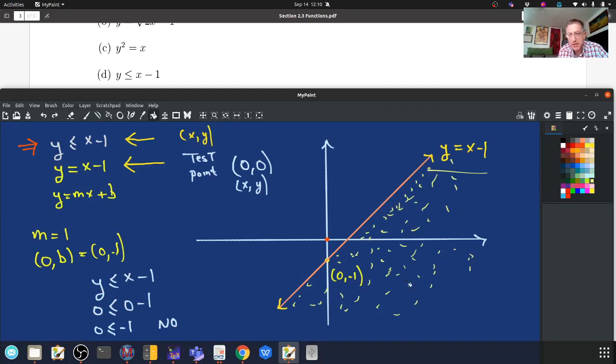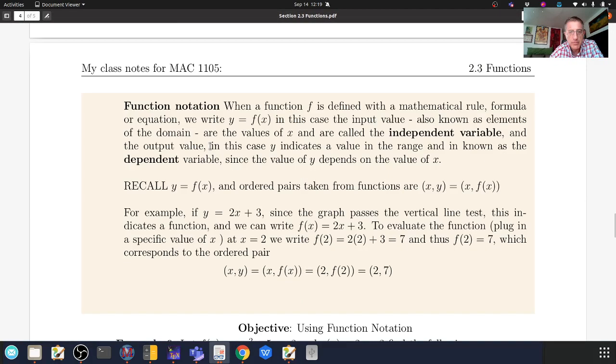So basically, here's the point. All of this area is shaded, all of it. So if I draw a vertical line here, it's going to intersect the graph in an infinite number of points. So what is the conclusion? Intersects the graph more than once? Not a function. In general, linear inequalities are not functions.